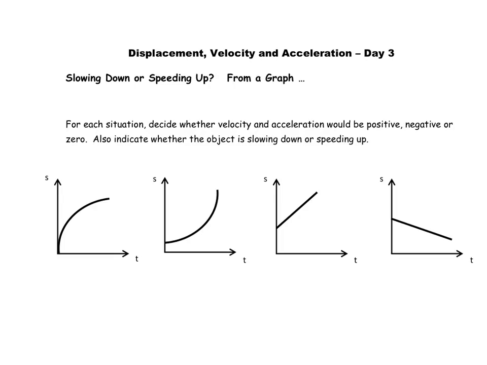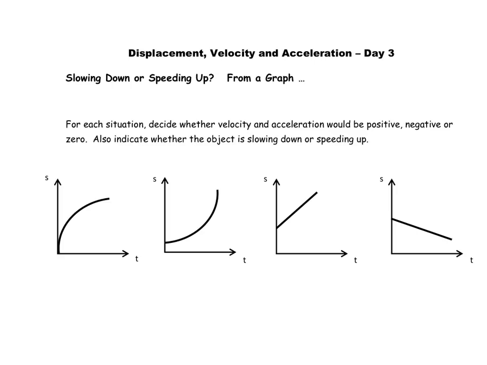So for each of these graphs, we're going to decide whether velocity and acceleration would be positive, negative, or zero, and that's going to help us indicate whether an object is slowing down or speeding up. So pretty much if the acceleration and velocity have the same sign at a particular time, then the object is being pushed in the direction of the motion and the object is speeding up.